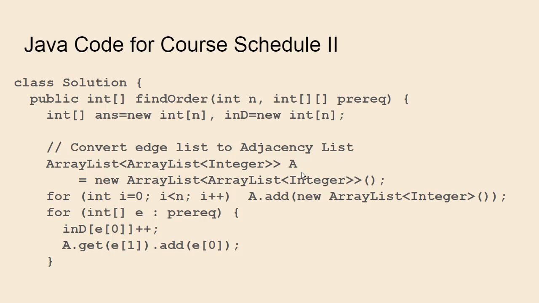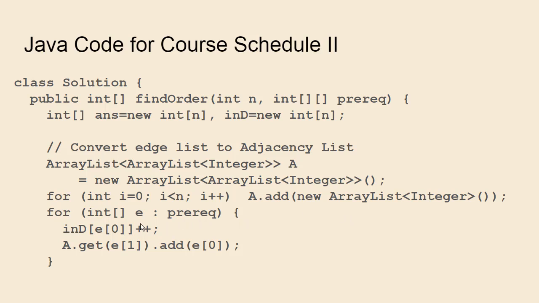So we first create this adjacency list. As I mentioned in the previous video, we use an array list of array lists to represent the adjacency list. So A is for adjacency list. We create the object, and then we create all the empty array lists for edges and add them into this A. So these three lines initialize the adjacency list. At this point, A represents an empty graph.